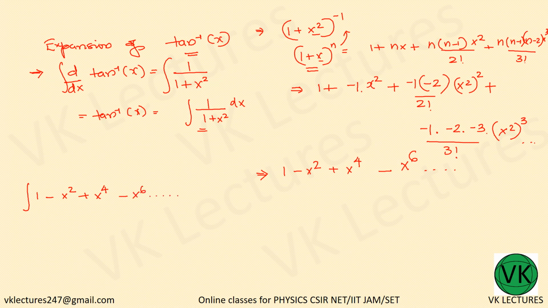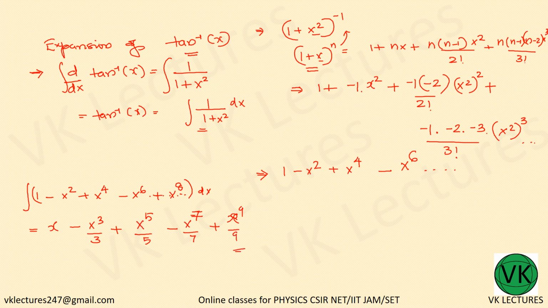Now if you want, you can continue writing like this. The next term would be plus x to the power 8, etc., up to dx. Now what you can do is integrate. Integration of 1 is x, here minus x cube by 3, plus x to the power 5 by 5, minus x to the power 7 by 7, then plus x to the power 9 divided by 9.